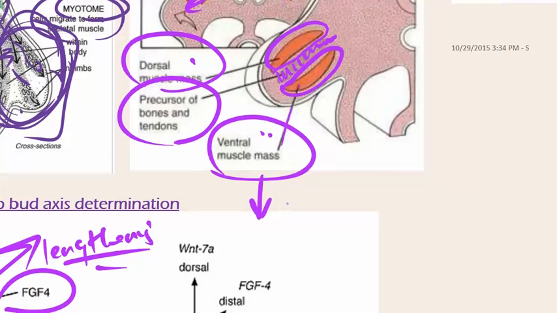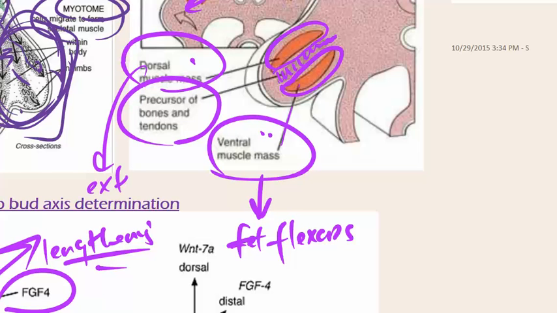Okay, so the ventral muscle mass. What's this going to be? Is this going to be my flexors or is it going to be my extensors? Flexors. It'll be my flexors. And these are going to be my what? Extensors.